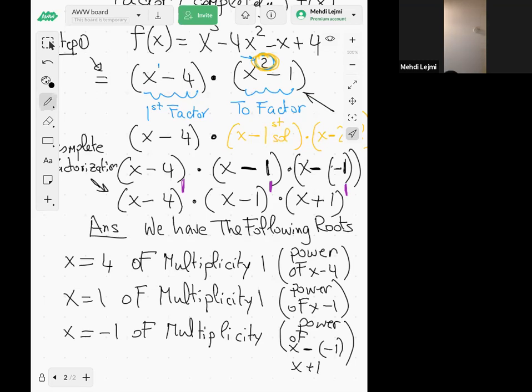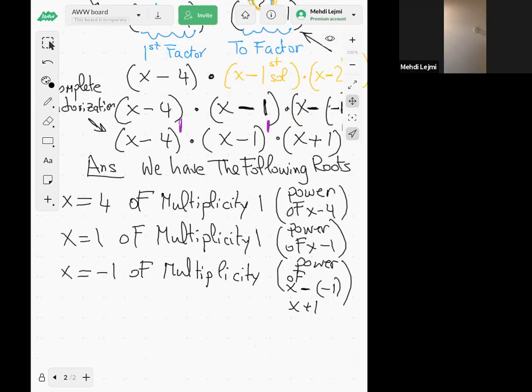All right. Any question, guys? Anyway, so that's for the roots and the multiplicity. All right. So now you may ask why we are doing this multiplicity thing. Well, it's because of the following observations.